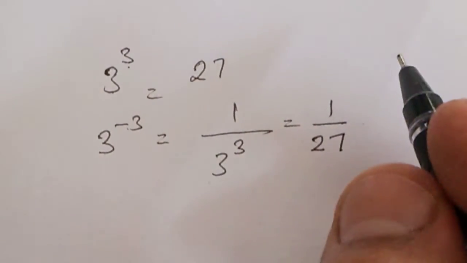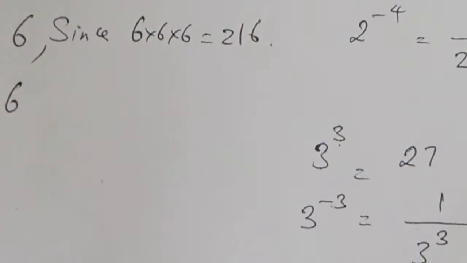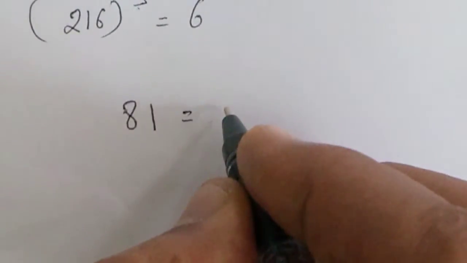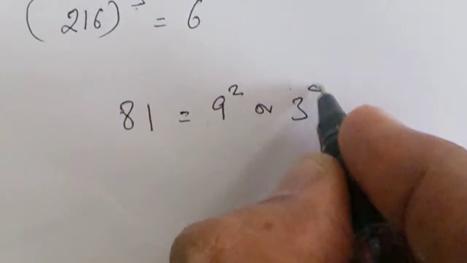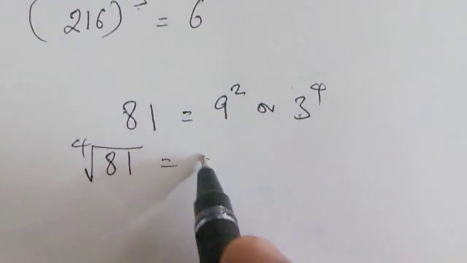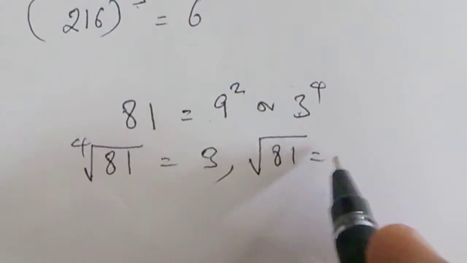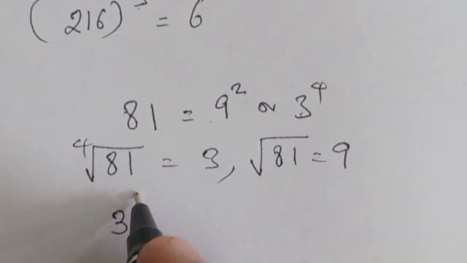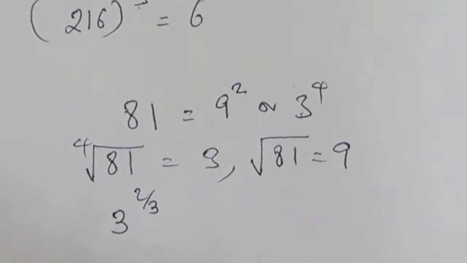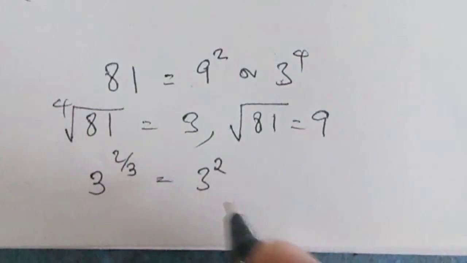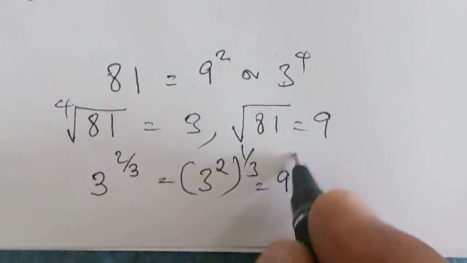Or you can even take it like this. Suppose you have 81. This 81 could be taken as 9 square or 3 power 4. So what do you mean by the 4th root of 81? It is 3. What is the square root of 81? It is 9. So what do I mean if I write 3 to the power of 2 by 3? How do you write it? You can write this as 3 to the power of 2, the whole power 1 by 3, which is 9 to the power of 1 by 3.